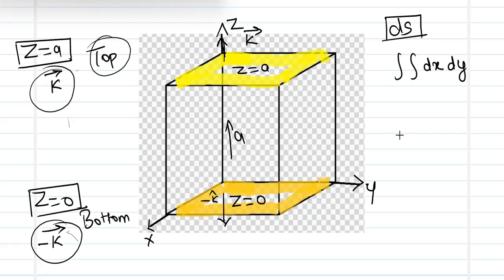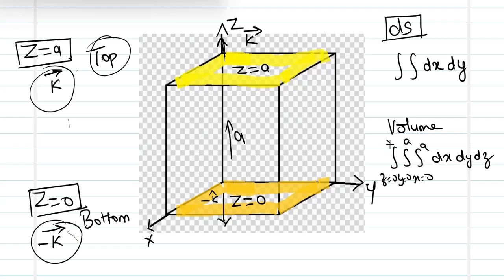When it comes to a triple integral, a volume integration, the volume will now be integrated for 3 integrals, dx, dy, dz, where x varies from 0 to a, your y varies from 0 to a, and your z also varies from 0 to a.